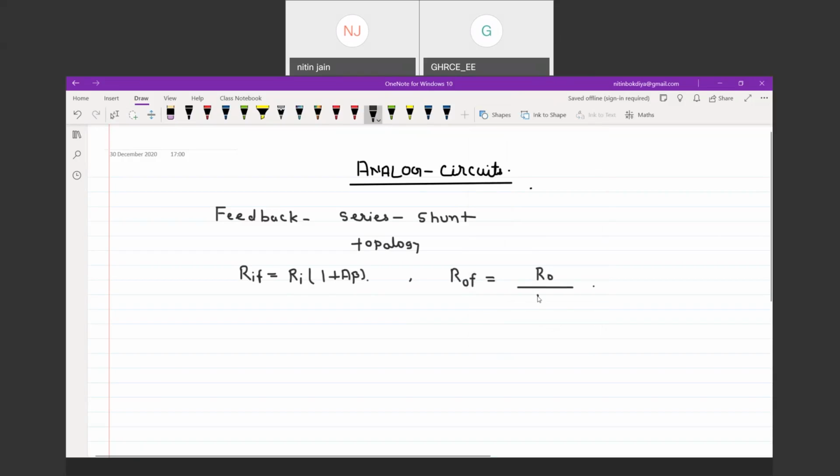So what is the idea? In a feedback circuit, every quantity which will increase, increases by 1 plus A beta, and every quantity which will decrease, decreases by 1 plus A beta. So the new feedback gain can be represented as open loop gain divided by 1 plus A beta. So this is the idea for voltage series combination, which we have discussed yesterday. Now let's take a few questions based on this concept so that we can have a good idea.